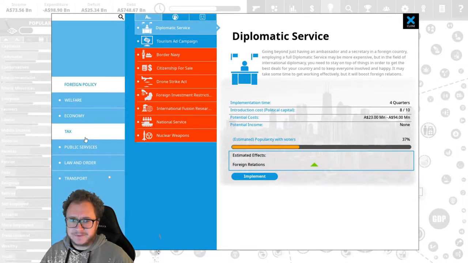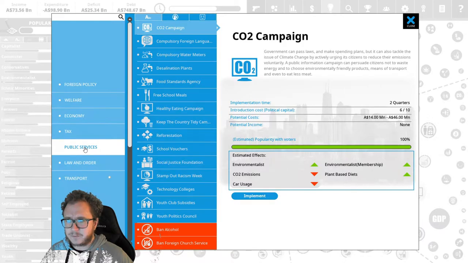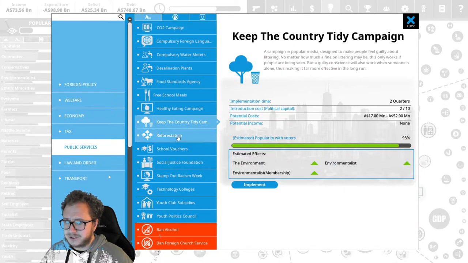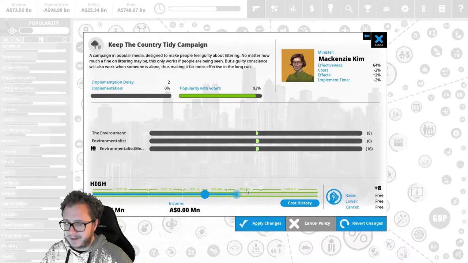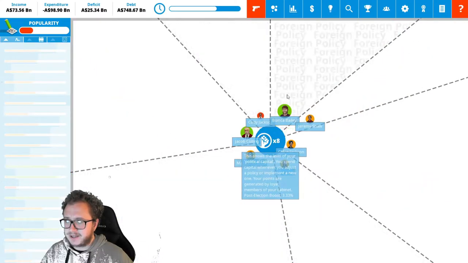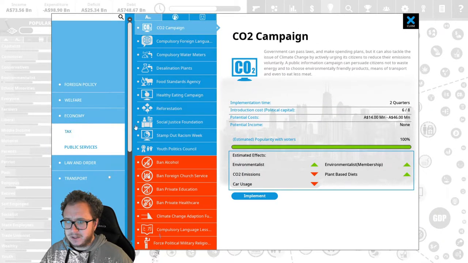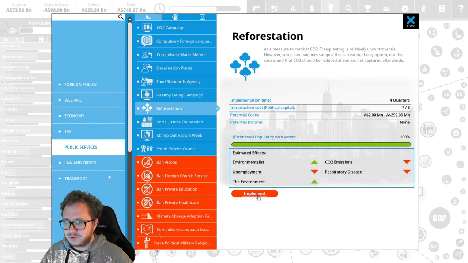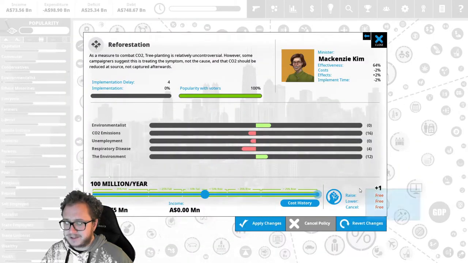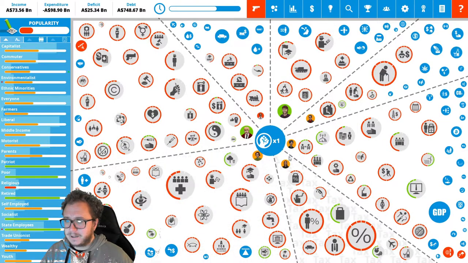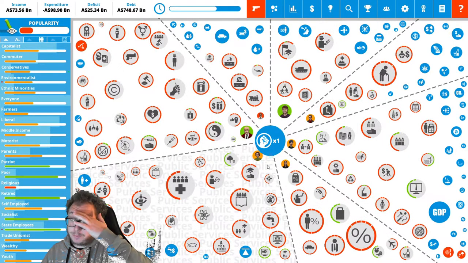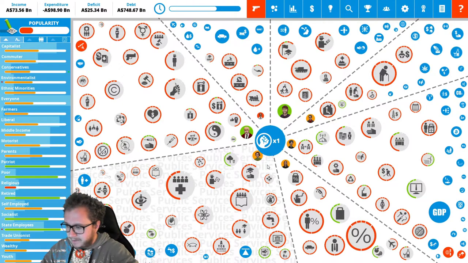And then I wonder if there is another thing that we... So see, Food Standards Agency is already a thing in this country, so it should be implemented. But what we're going to do is implement the Keep the Country Tidy campaign. That's going to potentially help with the environment. Then we're also going to do a reforestation with 100 million trees per year. That should help to keep our environmental issues under control.